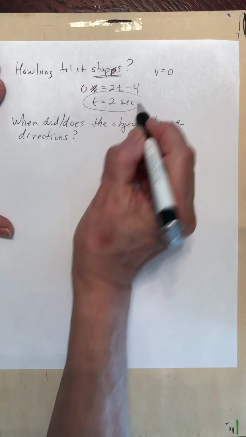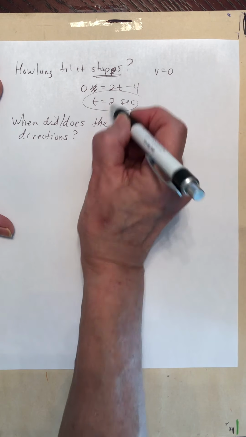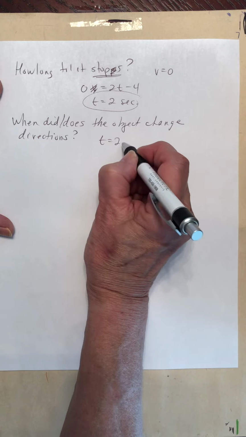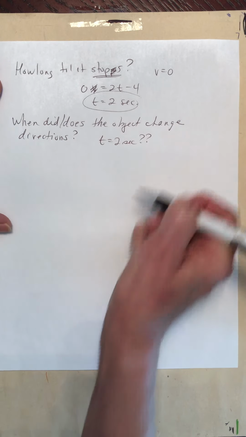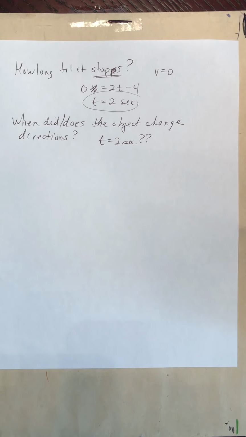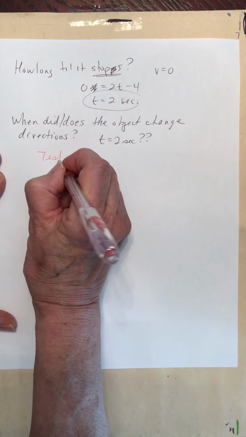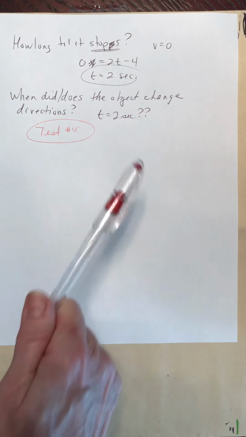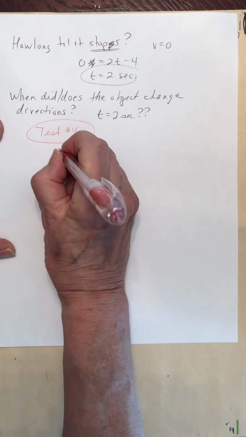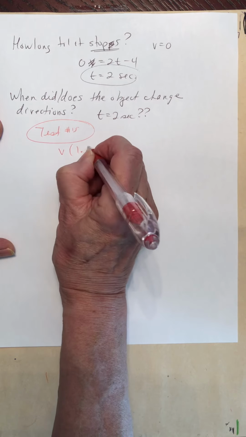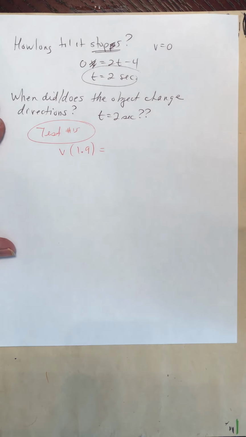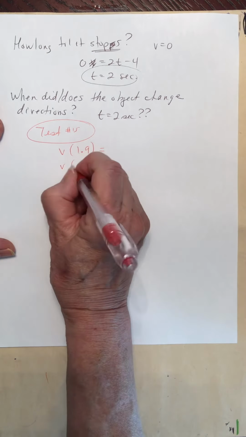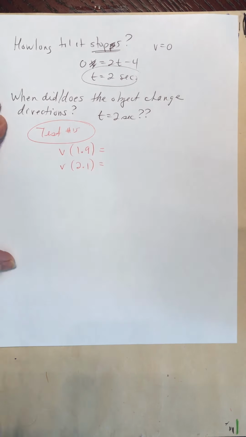So we're wondering about at 2 seconds. We know we stopped, but did you actually change directions? I would just use a couple of test numbers. This is probably the easiest way around this. So what would my test numbers be? Just before 2 seconds, maybe at 1.9 seconds. And how about right after 2 seconds? So let's say my velocity at 2.1.